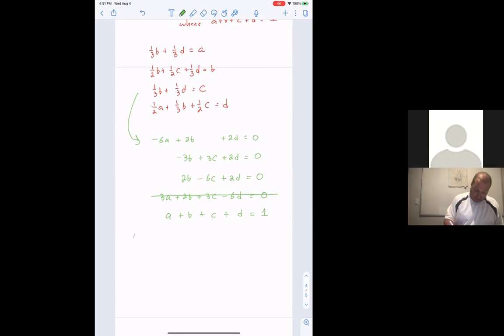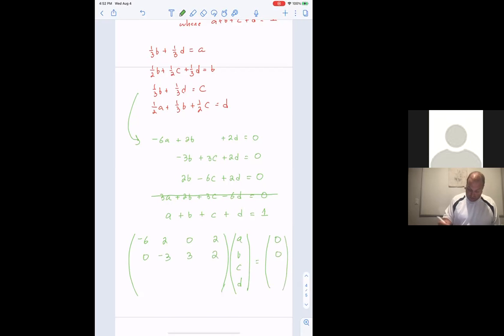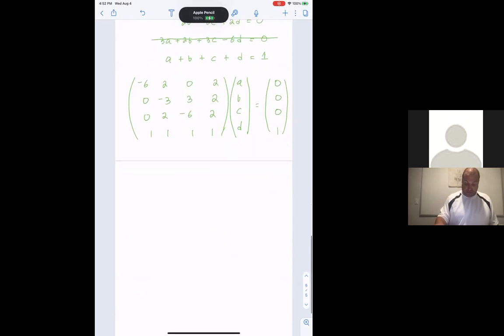Now, how do I solve a system of equations? Well, nothing says I can't use matrices. So negative 6, 2, 0, 2, acting on the currently unknown vector A, B, C, D, gives me a 0. 0, negative 3, 3, 2, gives me 0. 0, 2, negative 6, 2 gives me 0. And then 1, 1, 1, 1 gives me 1. And then how do I solve for A, B, C, D?